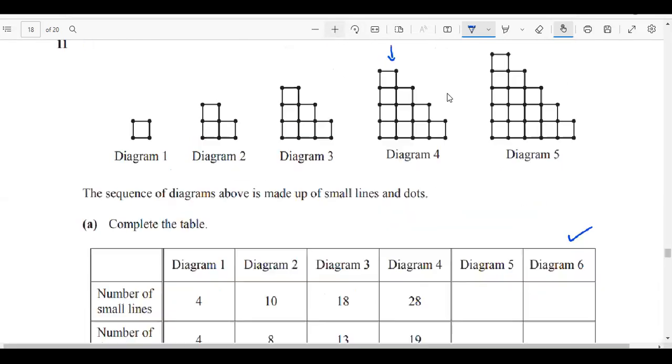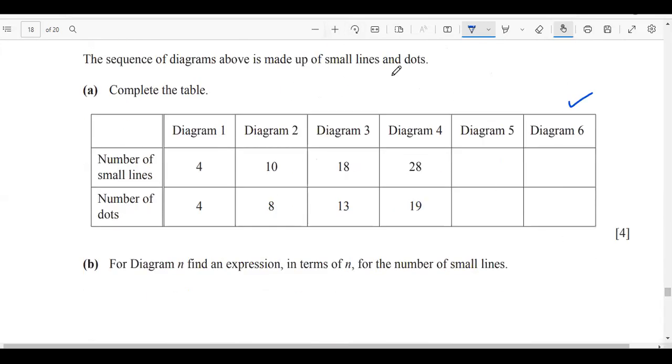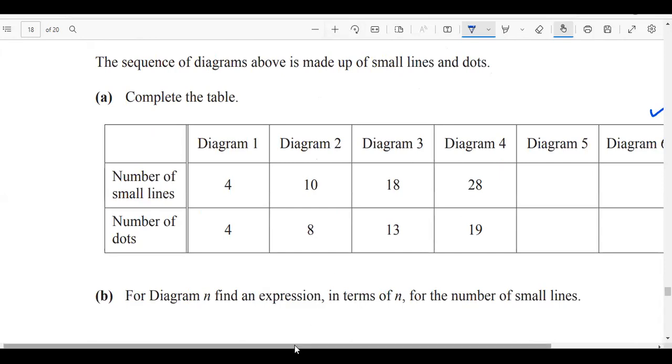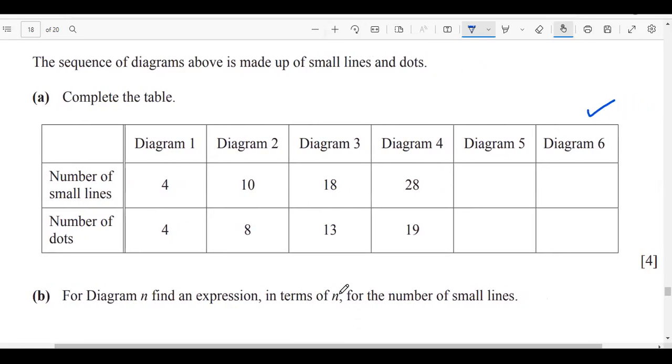I'll zoom it. Forget about whatever it is. You can see that there would be a sequence. So we have two sequences. One is called the number of small lines and the other one is the number of dots. Let's talk about the first one. Now the first value is 4.